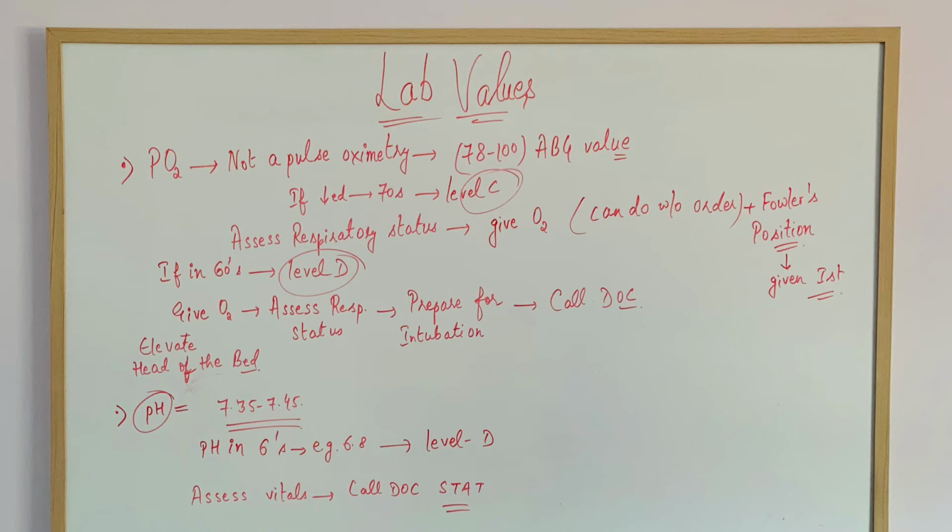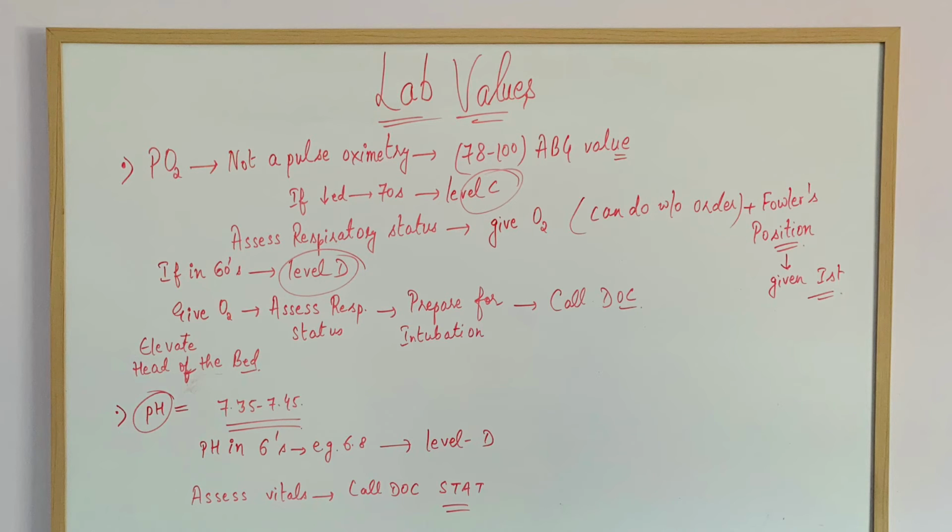But if the level goes below 70s, it goes in 60s, 60 plus, it becomes very critical. It means the patient is going into respiratory failure and it's an emergency situation. In that condition we should maintain the Fowler's position, plus maintain the external oxygen. After that assess the respiratory status, and prepare for intubation and call the doctor. These are the main things you have to remember, the series of steps you have to follow.